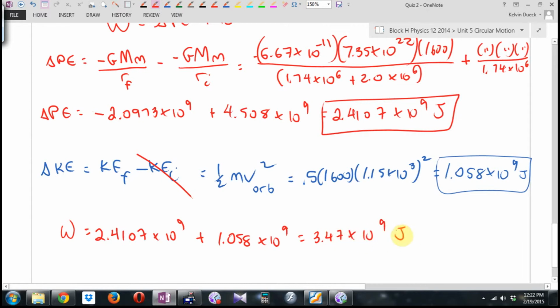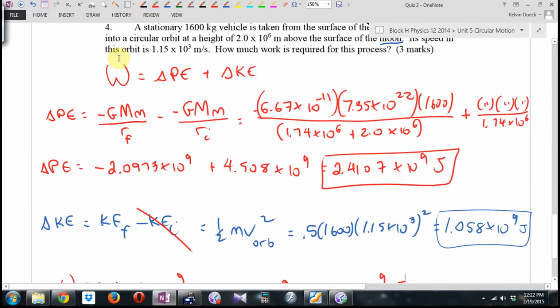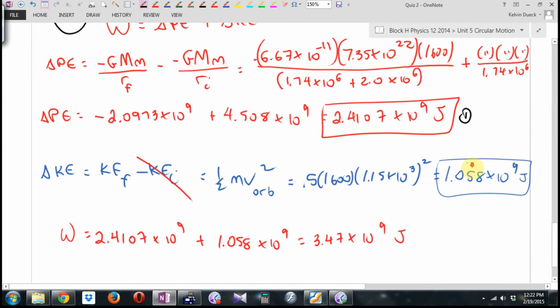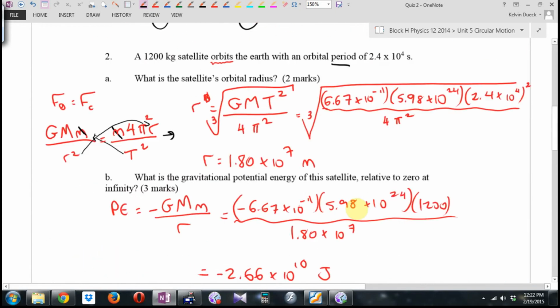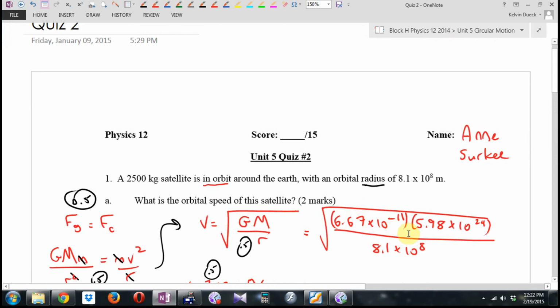Now, on the quiz, I made this worth 3 marks, which is way too little. I would go like this. I would probably give you a half mark if I saw that. I would give you 1 mark if you found the change in potential. I would give you 1 mark if you found the change in kinetic. And then I would give you a half mark for your final answer for your total of 3 marks. Can you give yourself a score, please, out of 15?